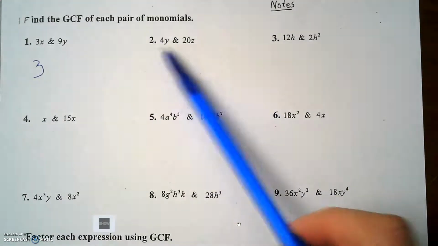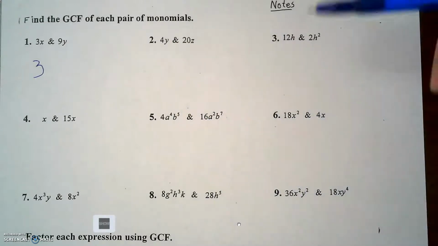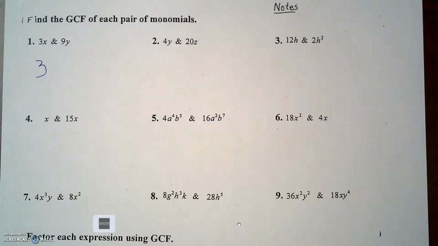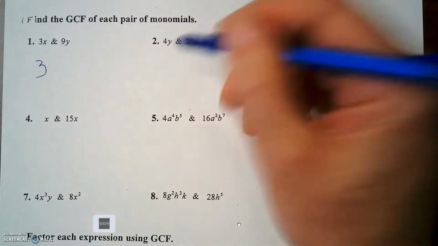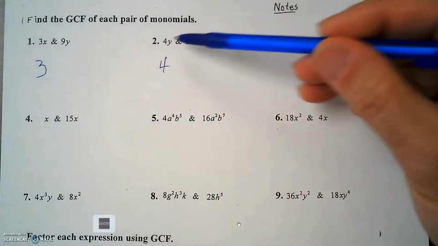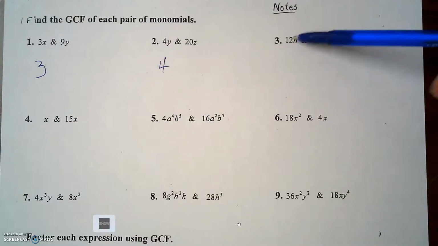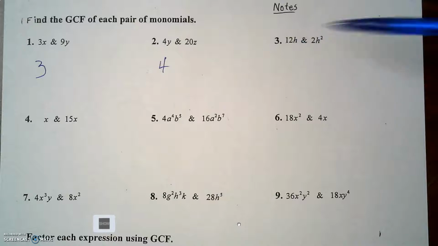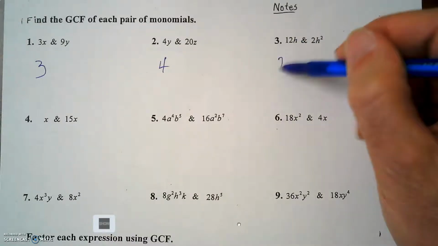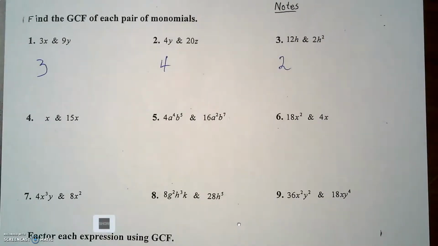Okay, what about this one? What do you think? Try to answer that one. You're probably thinking 4, definitely, but see, that's a y, that's a z. So it's only a 4. Now this is going to change. Sometimes it'll be just a number. Sometimes it might be a number and a variable. So let's look at the numbers first. 12 and 2. 2 is the biggest number that goes into 12 and 2.